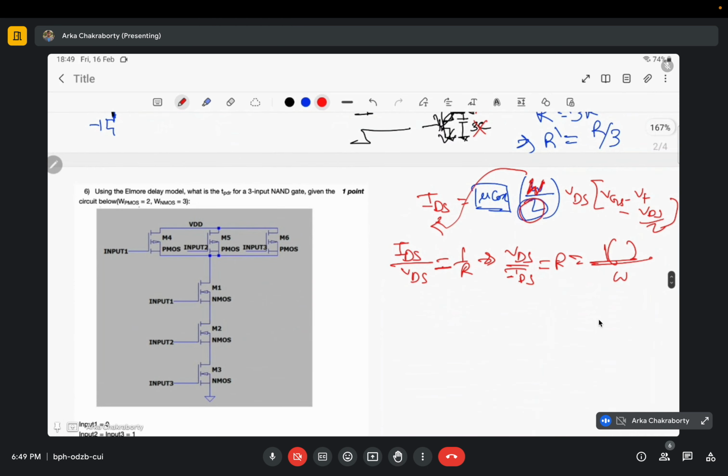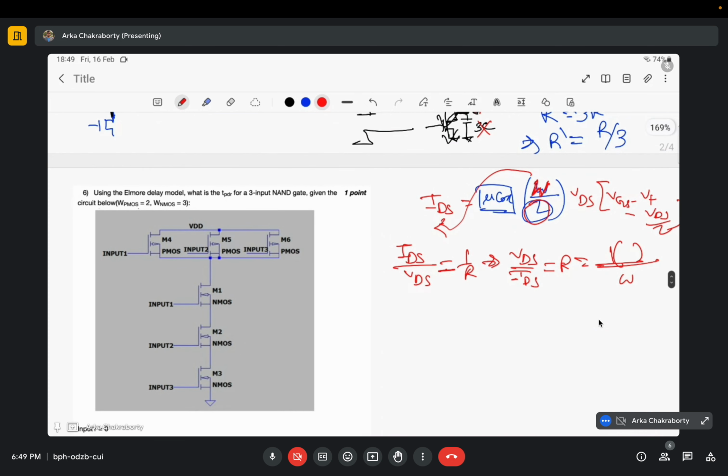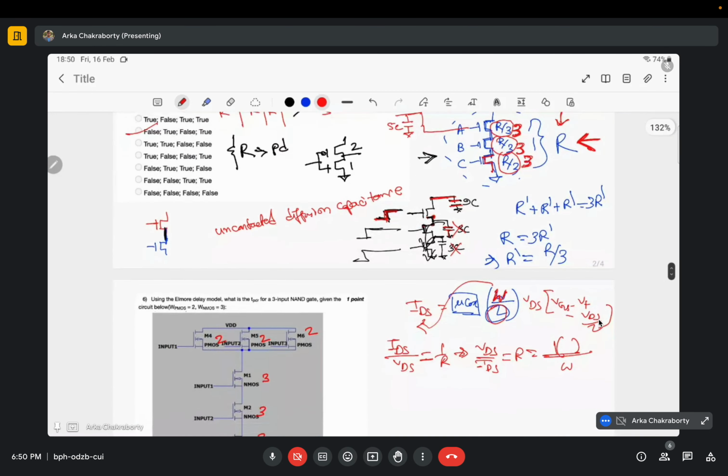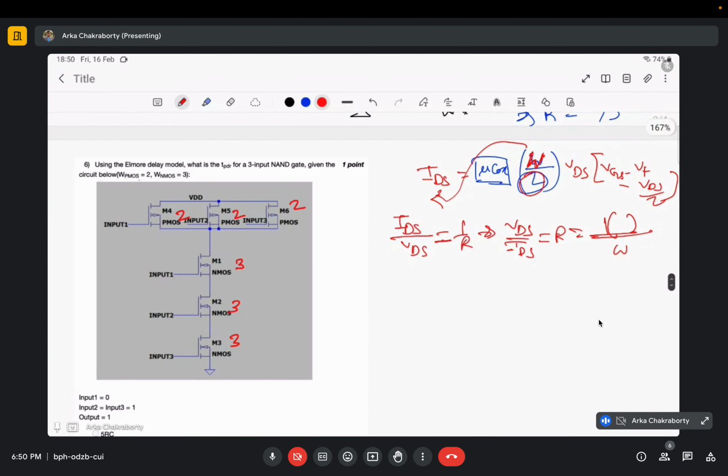The next question, question number 6. Using the Elmore delay model, what is the T propagation delay rise for a 3-input NAND gate given the circuit below? See, here W of PMOS is taken as 2 and W of NMOS is taken as 3. The same reason I mentioned here: I need to ensure a resistance of R. So W has been taken as 3 and 3 for NMOS. And for PMOS the worst case would already be R only, so we have kept the W value undisturbed as 2 only.